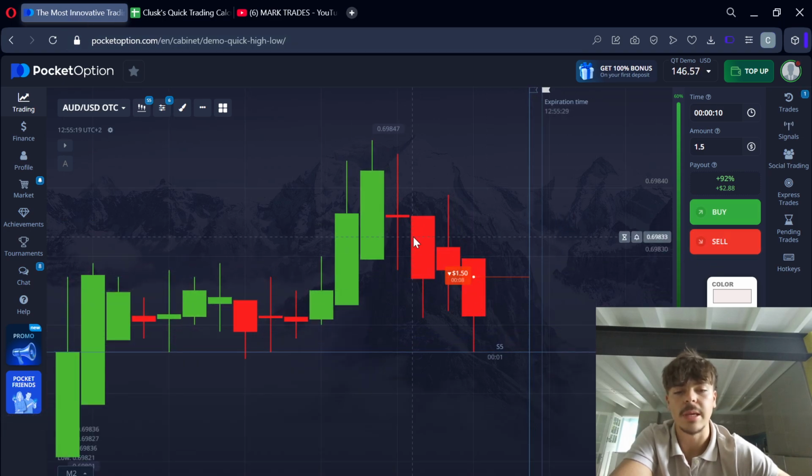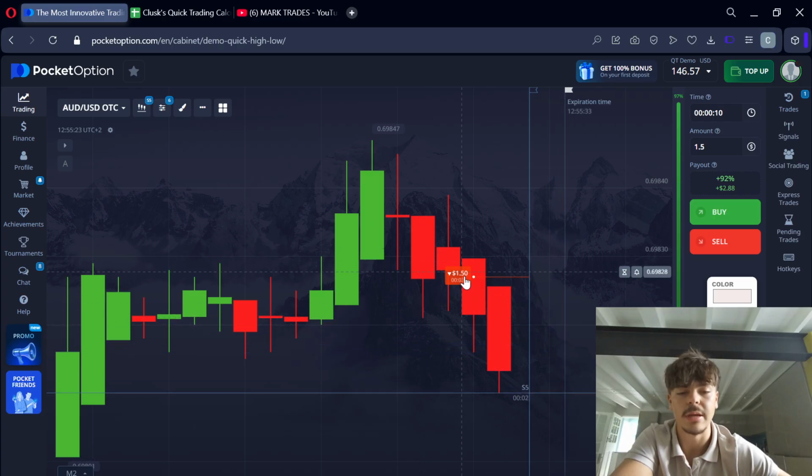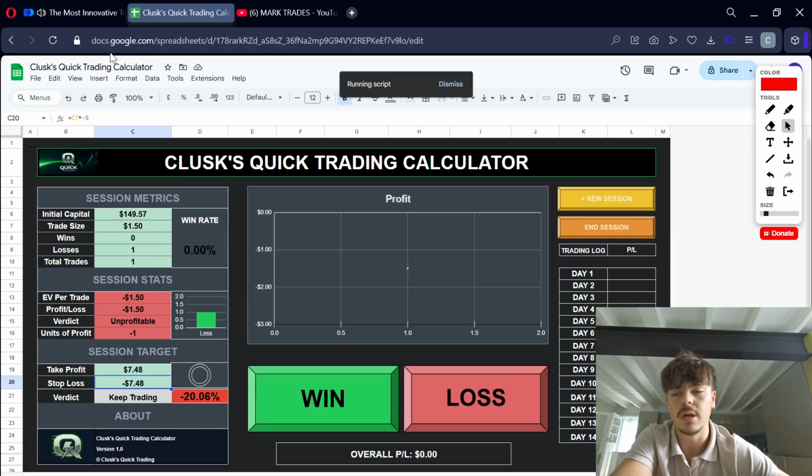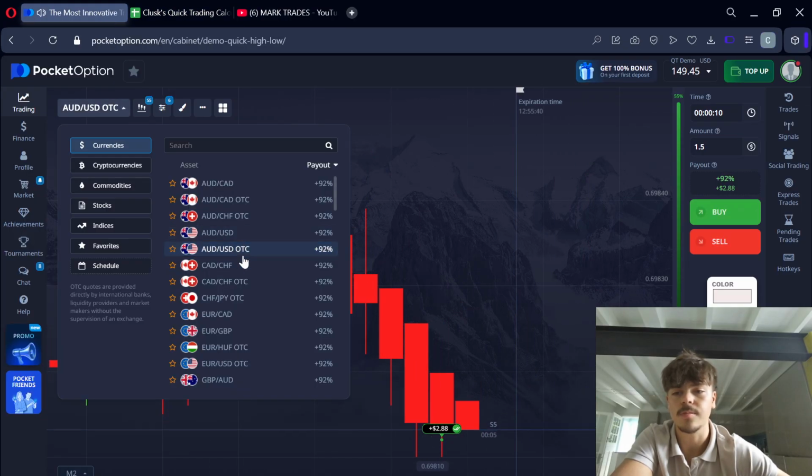I'm going to take a sell there because we did have a bigger candle over here. And also, once again, another bigger candle over here. So I took another sell. We had a win. Brilliant. Okay, we're going to keep going, guys.